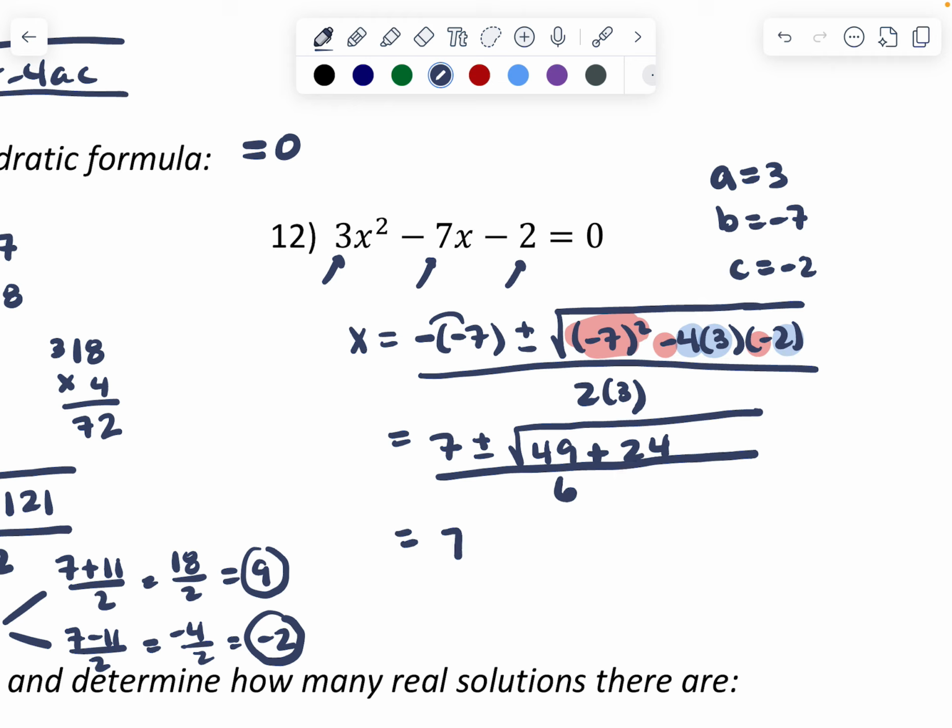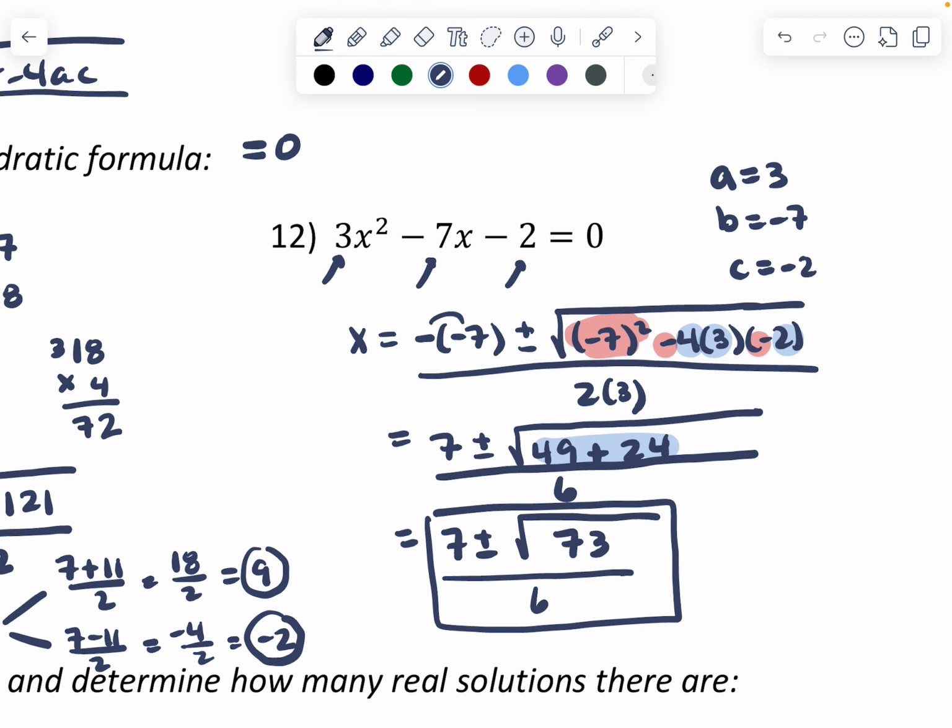And then keep going. This is 7 plus or minus. If I go ahead and add these up, I'm going to get the square root of, let's see, I think that's 73. Is that correct? Wow, that's really big. And then all over 6. And you guys, I'm just going to leave it. I have no idea what that is, so it's all good.